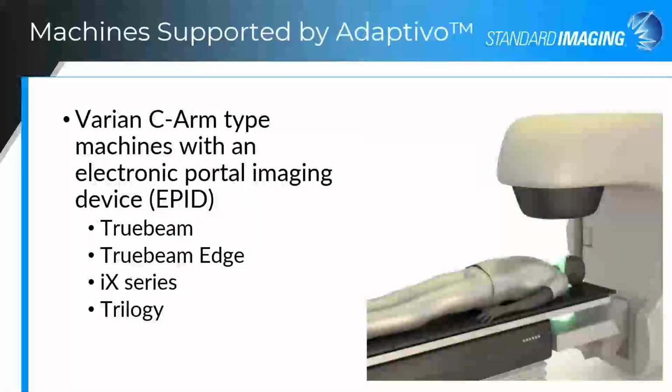The treatment machines currently supported by Adaptivo are Varian, and it's the C-arm type machines with an electronic portal imaging device. So this would be your TrueBeams, TrueBeam Edge, your IX series, and your Trilogy machine.